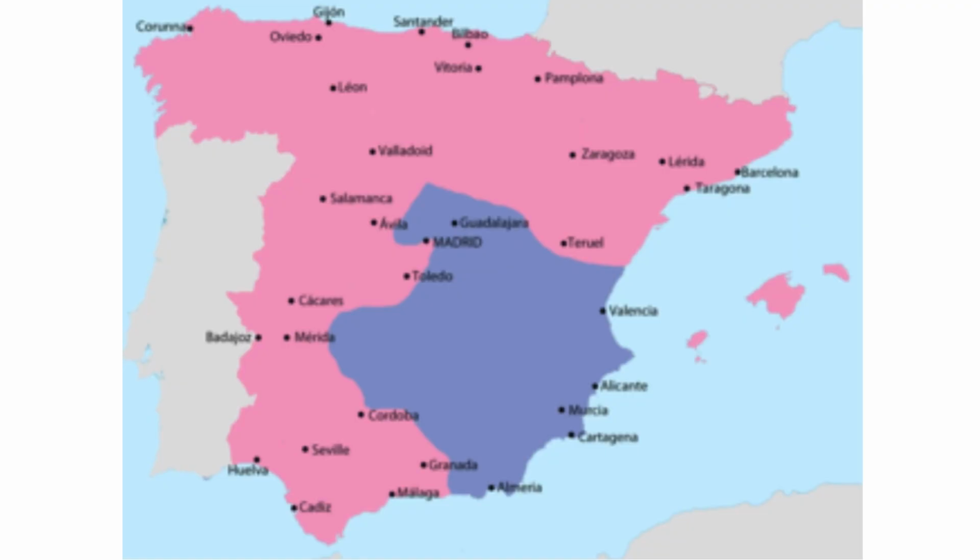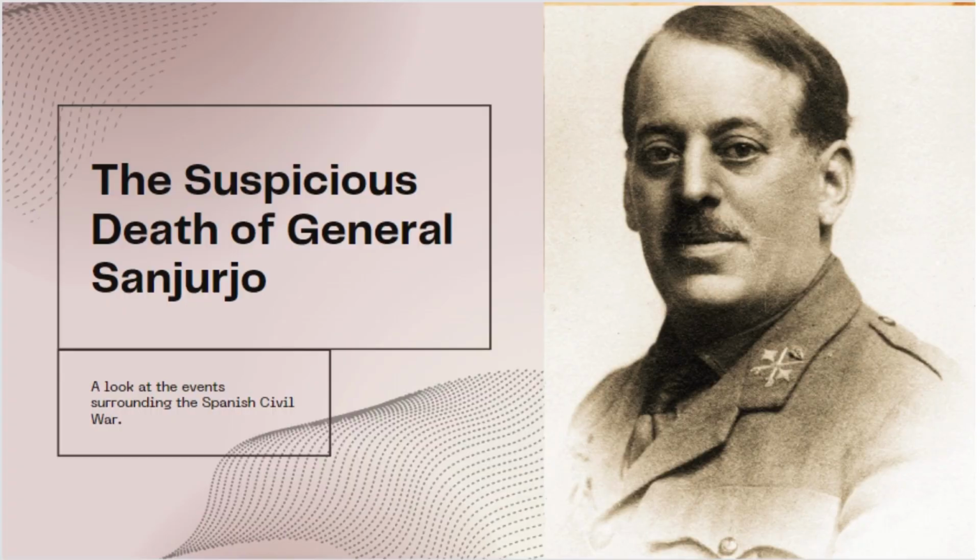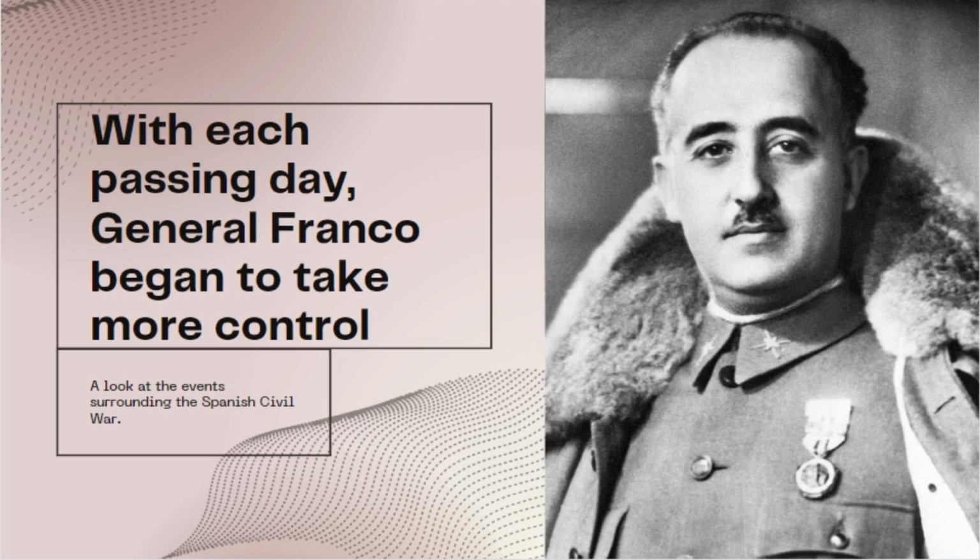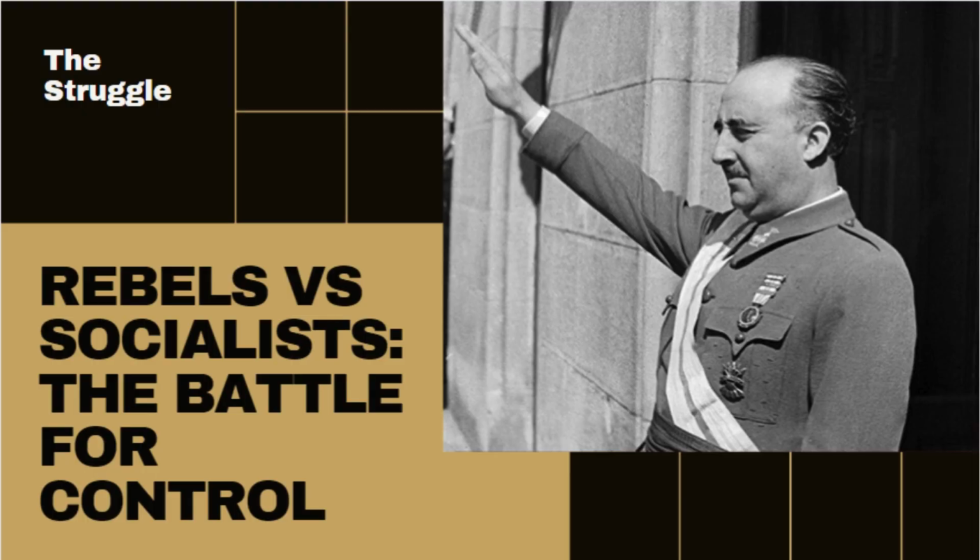As the coup attempt continued, General Sanjurjo died in a suspicious plane crash on July 20, 1936, leaving behind the two leaders of the coup. With each passing day, General Franco began to take more control, attempting to subdue socialist leaning peasants in rural areas and imprisoning or executing those who resisted, depending on the region.